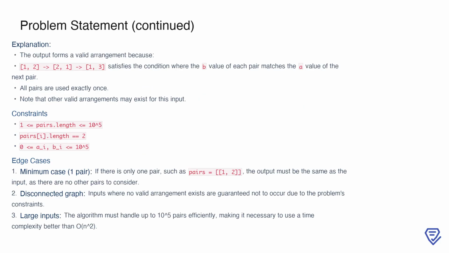In a third example, consider the input pairs equals [[1,2],[1,3],[2,1]]. One possible valid arrangement is [[1,2],[2,1],[1,3]]. In this arrangement, 1 leads to 2, 2 leads back to 1, and 1 leads to 3. This sequence satisfies all the conditions of the problem. It's worth noting that this input allows for multiple valid arrangements, as the pairs can be reordered in different ways while still forming a valid sequence. The key takeaway is that as long as the conditions are met, any valid output is acceptable.